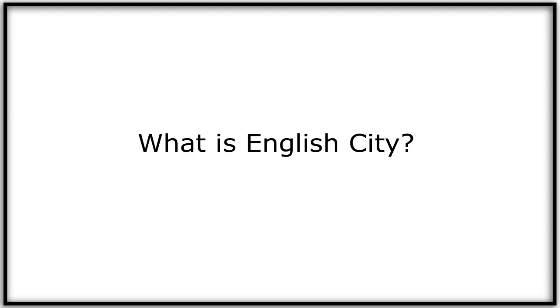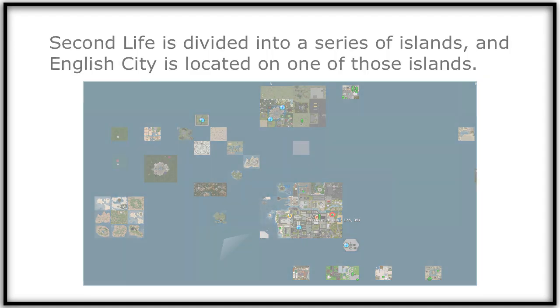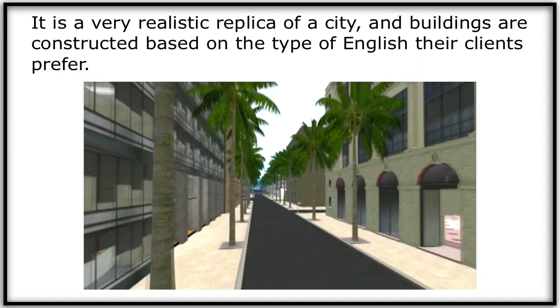What is English City? Second Life is divided into a series of islands. An English city is located on one of those islands. It is a very realistic replica of a city, and buildings are constructed based on the type of English their clients prefer.